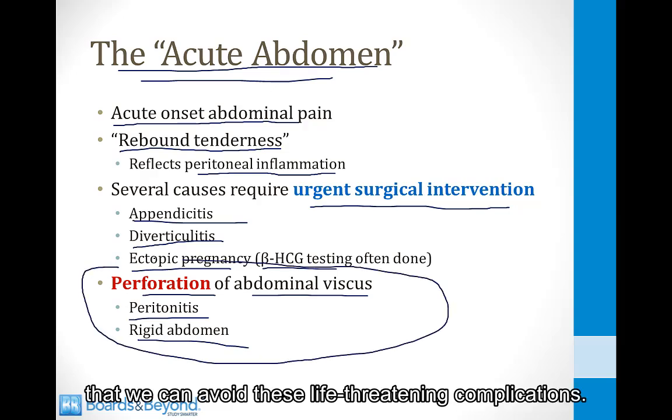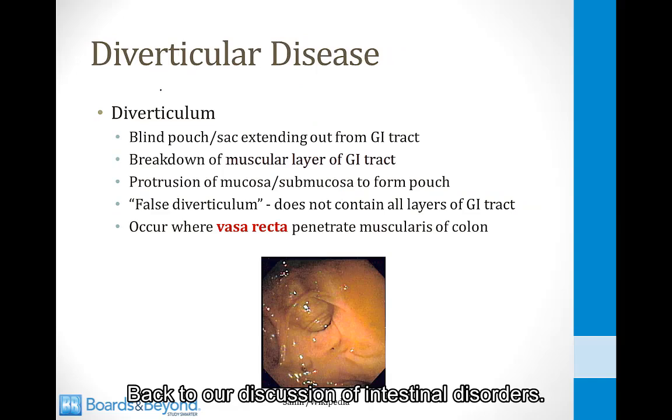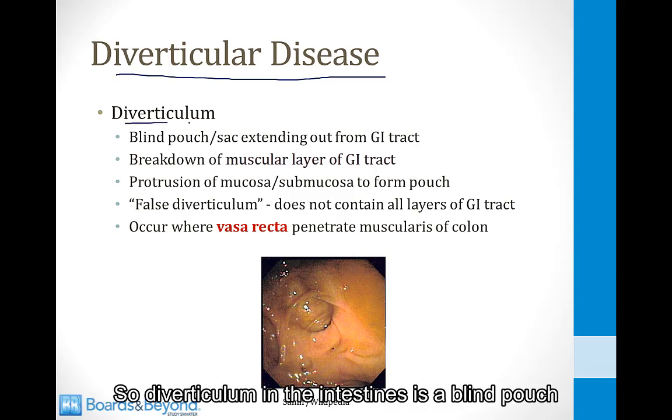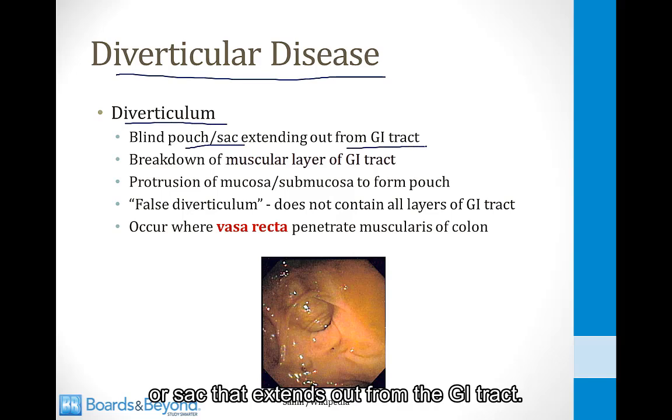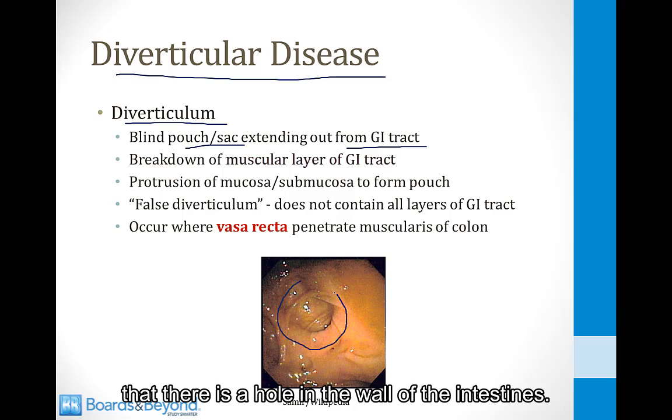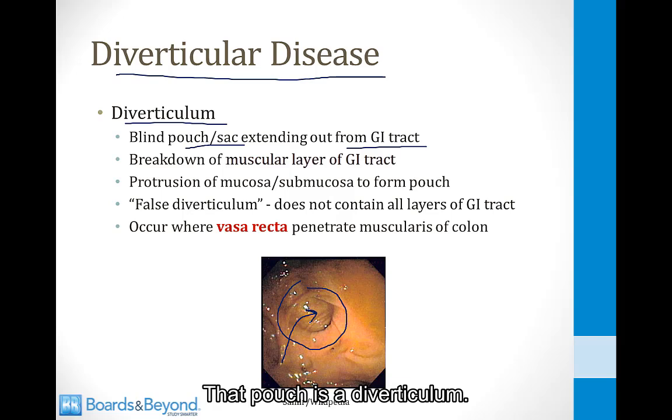Back to our discussion of intestinal disorders, let's move ahead and talk about diverticular disease. So a diverticulum in the intestines is a blind pouch or sac that extends out from the GI tract. If you look at this picture on the screen, you can see that there is a hole in the wall of the intestines. Sticking out from that hole is a blind pouch. That pouch is a diverticulum.